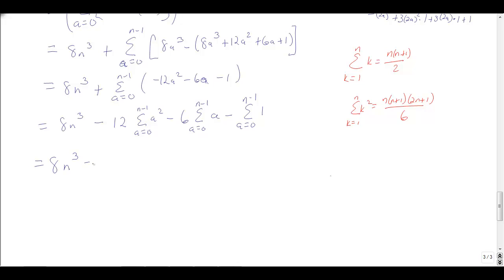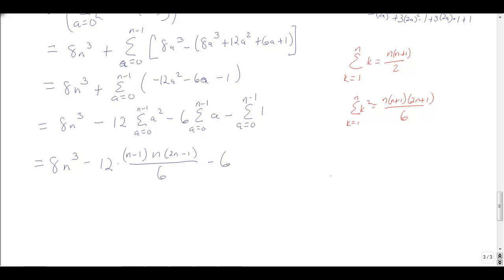In any case, what I get is 8n cubed minus 12. For a squared, I'm going to use this formula here. So I'm going up to n minus 1. So I get n minus 1. And then the top, the n minus 1 plus 1, that's really an n. And then 2 times (n minus 1) is 2n minus 2, but I have to add 1 to that, so that's a 2n minus 1, over 6.